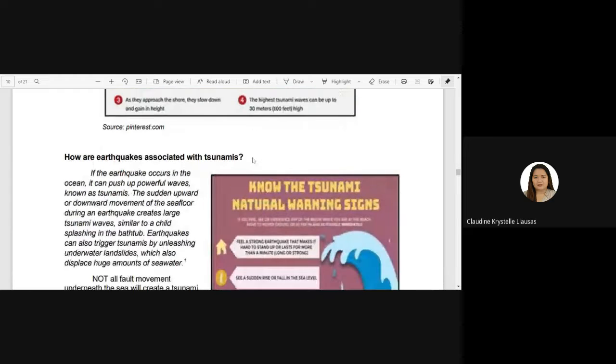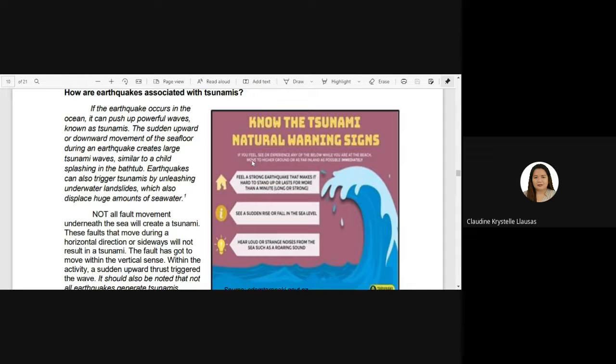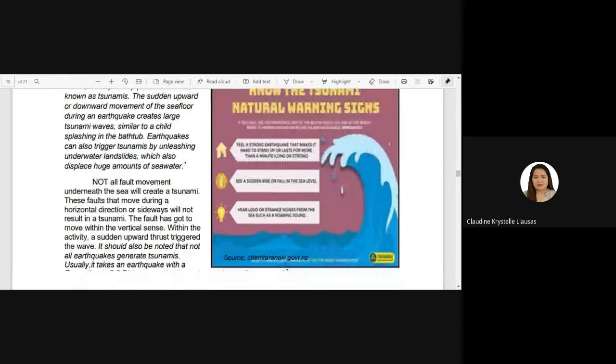So now, how are earthquakes associated with tsunami? However, we have to remember that not all fault movement underneath the sea will create a tsunami. So not all of them do.